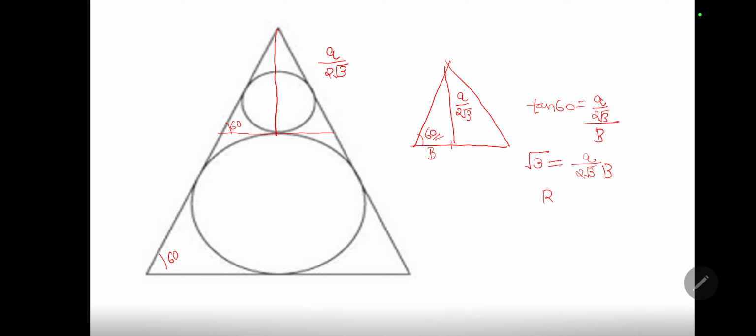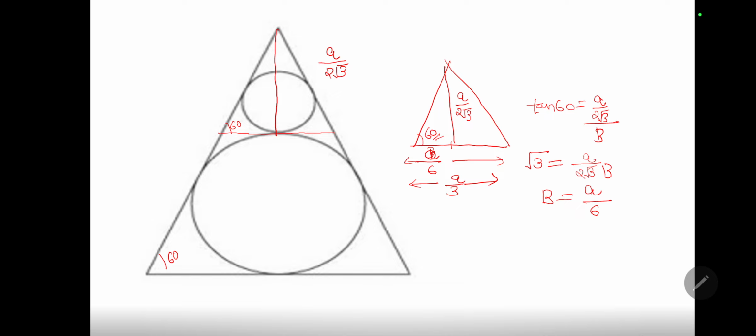So base would be a by 2 into root 3 into root 3, which is 6. Okay, so I found out the base as a by 6. The whole side would be a by 3.